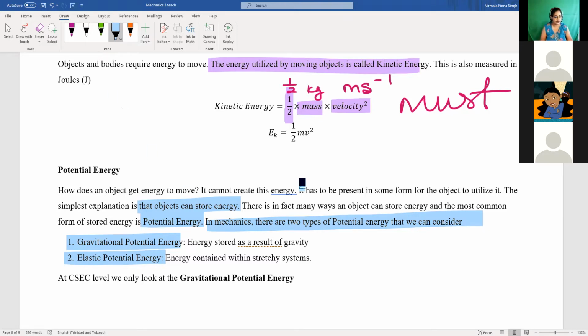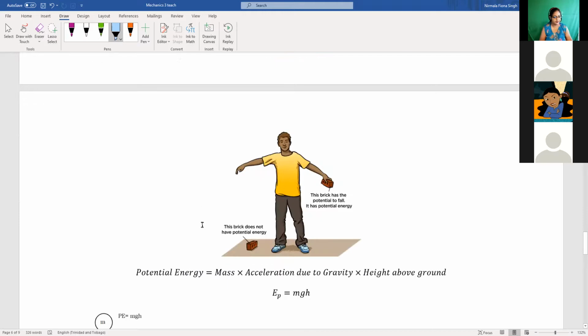All right, so let's go on a wee bit further. So here, if I have a brick, we just went through it. If you take a brick and hold it above the ground, it has the potential to fall, meaning gravity is going to pull it towards the ground. So that means it has potential energy. If it falls on the ground, is it going to do anything? Is it going to fall any further? No. All right, so if something is on the ground, it's not going to go down any further.